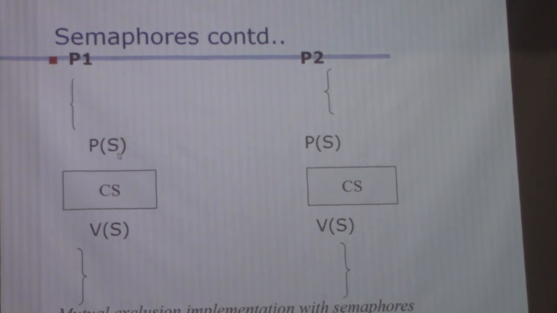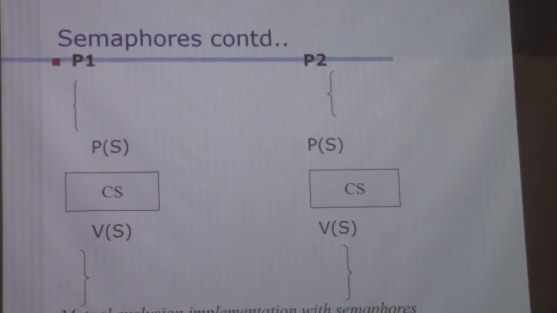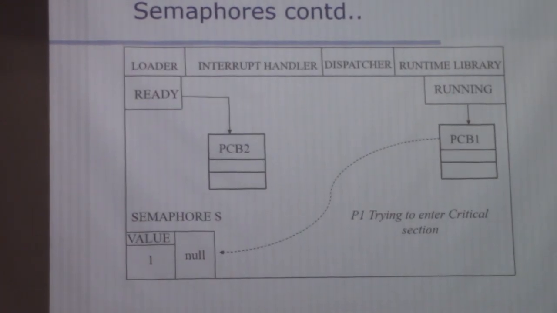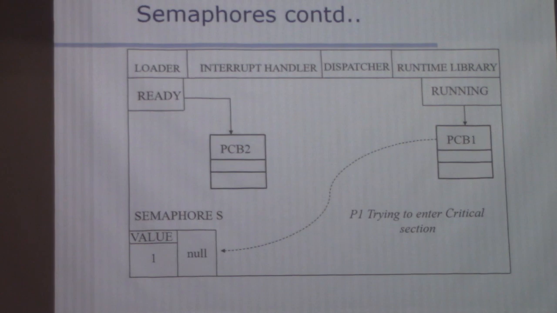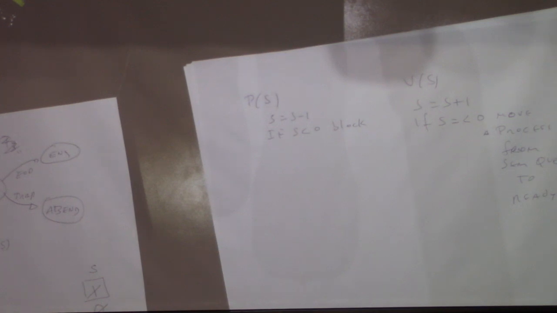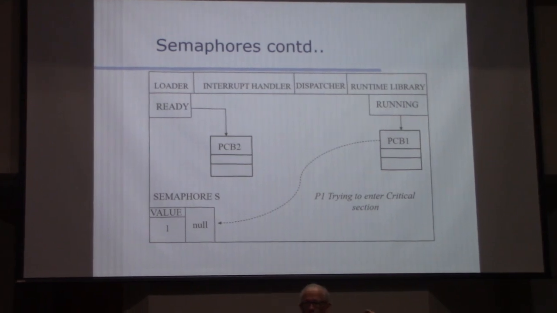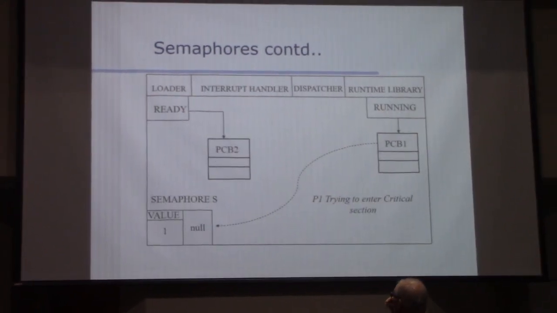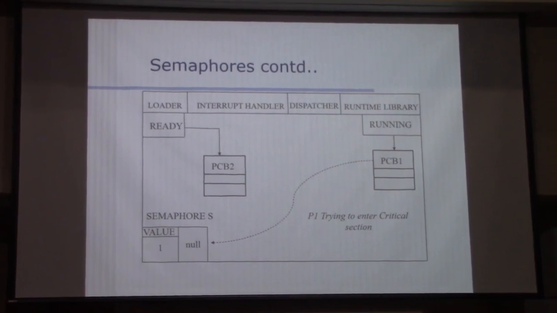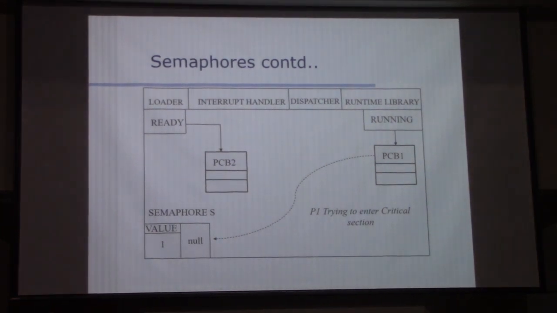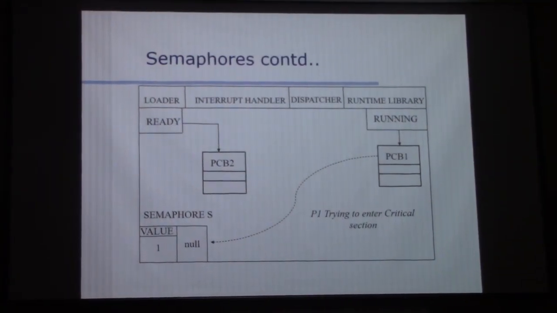The value of S in our example is 1, but there are other cases where the value of S could be different than 1. Let's see how it works at the machine level. Do you remember that we started with a small machine and we created an interrupt handler and so on? Little by little we have created the loader, the interrupt handler, the dispatcher, runtime library, etc. So let's suppose that we have those processes ready and running.